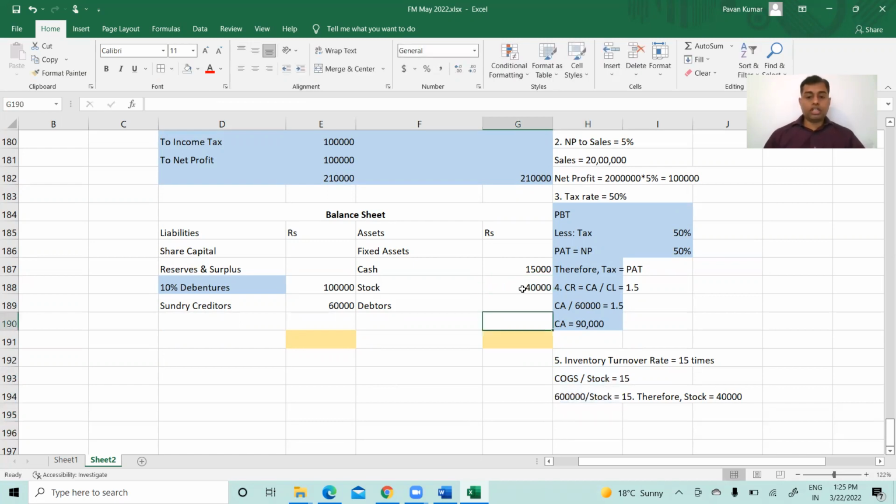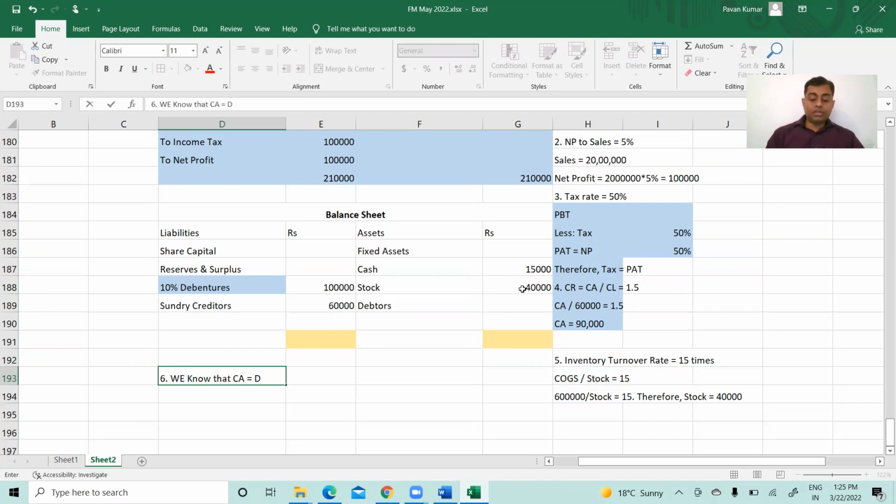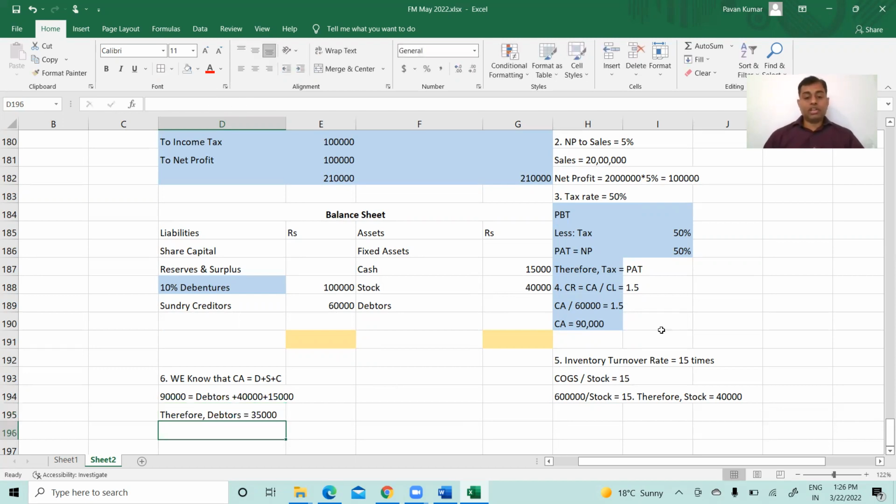So, can I put it in balance sheet? Yes, sir. 40,000. Now, working note 6. We know that current assets is equal to debtors plus stock plus cash. Current assets we know 90,000 is equal to debtors we don't know, but stock and cash we know, 40,000 plus 15,000. So can you tell me therefore debtors is equal to how much? 35,000. So can I put debtors 35,000 here? Yes, sir.